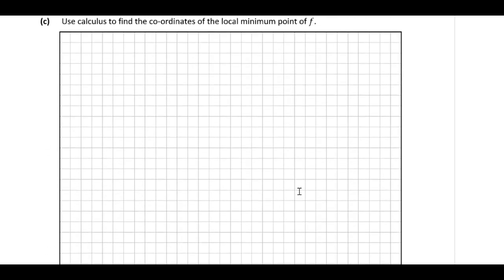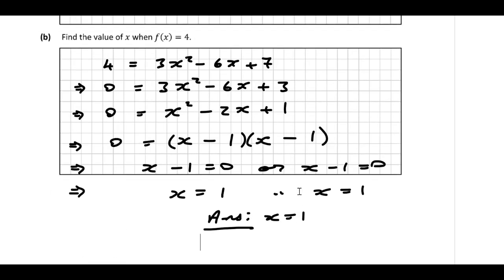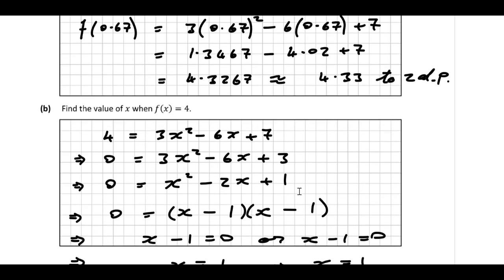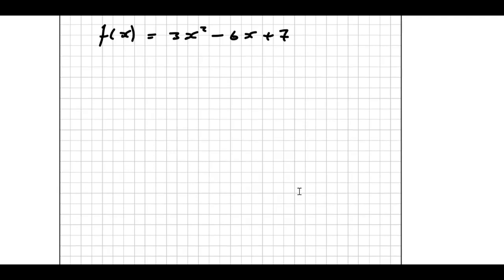Let's have a look at part C. Use calculus to find the coordinate of the local minimum point of f. So let's write down f anyway. What is f? F is 3x squared minus 6x plus 7. So our f of x is 3x squared minus 6x plus 7. So we've got to use calculus to find the minimum.